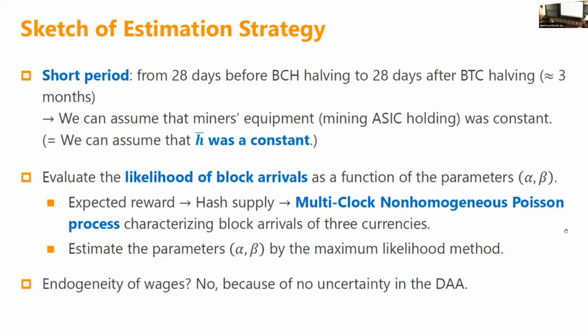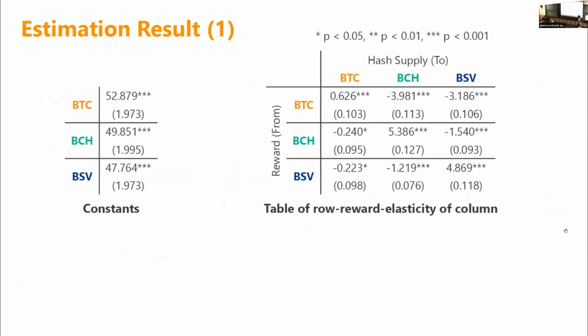But we evaluate the likelihood of block arrivals as a function of parameters alpha and beta. Basically, in my model, the expected reward determines the hash supply, and the hash supply structure determines the arrival rate of the non-homogeneous Poisson process of block arrivals. By evaluating the behavior of this, we characterize the likelihood function and estimate the parameters by using the maximum likelihood method. Okay, so this is the estimation result.